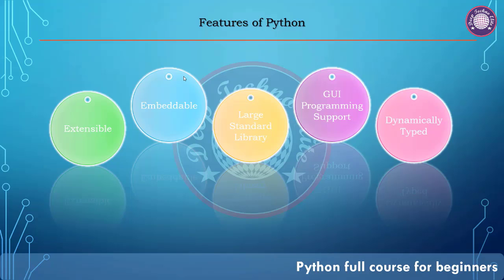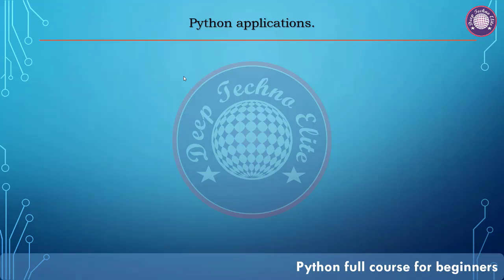Now, let's go ahead and talk about the Python applications. Python is the most versatile programming language and it has applications in various domains. So, let's check them out. So the first real-world application of Python is data science and visualization.